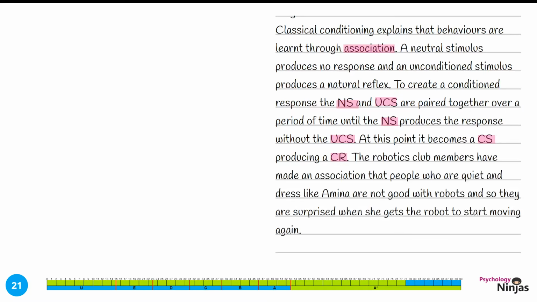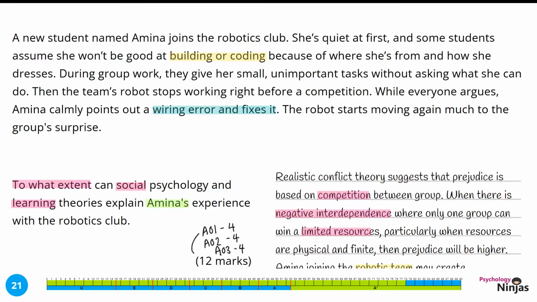The Robotics Club members have made an association that people who are quiet and dress like Amina are not good with robots, and so they are surprised when she gets the robot to start moving again. We've clearly connected the two things together. We've talked about an association between people who are quiet and dress a certain way and their actions with robotics. We've clearly demonstrated this further with a new idea about their surprise when she is able to get the robot moving. We can highlight this aspect of the STEM to show breadth of our application.